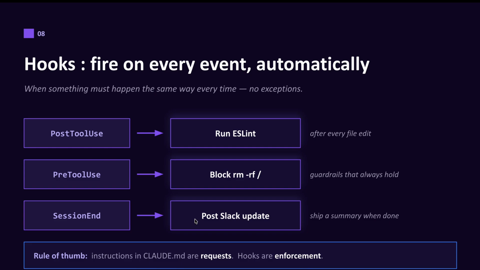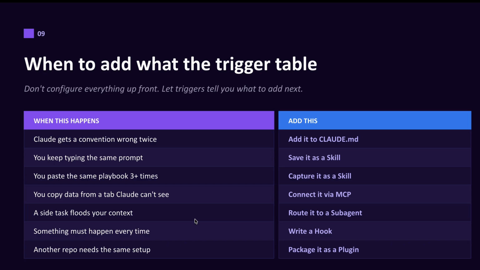Now, let's talk about when to add what. This is one of the most useful slides. You don't configure all of this on day one. Let triggers tell you what to add next. Claude gets a convention wrong twice, add it to Claude.md. Keep typing the same prompt, save it as a skill. You paste the same playbook three times, capture it as a skill. You copy data from a tab Claude can't access, connect it via MCP.